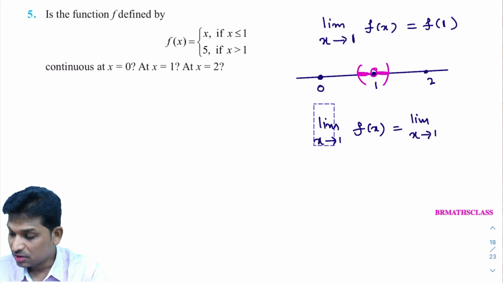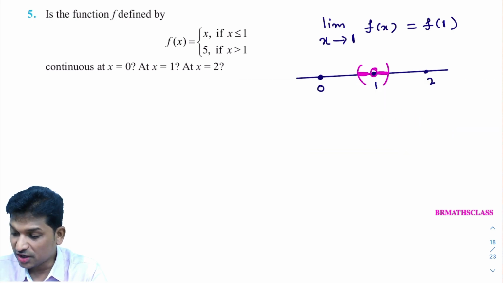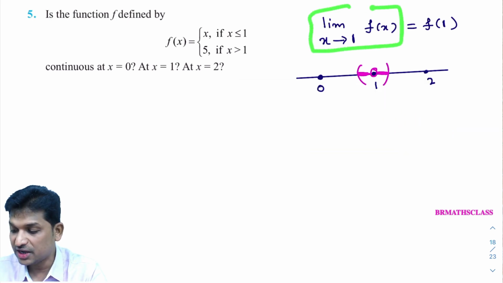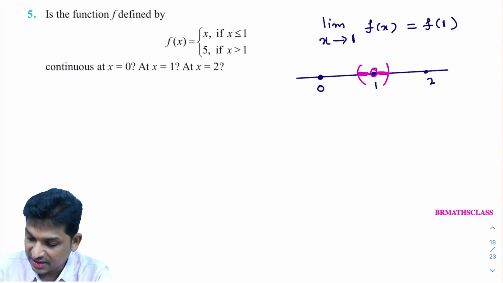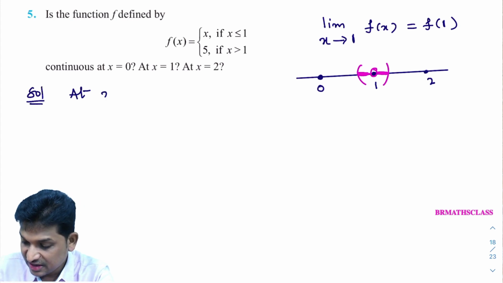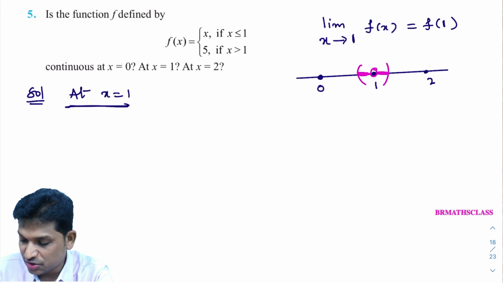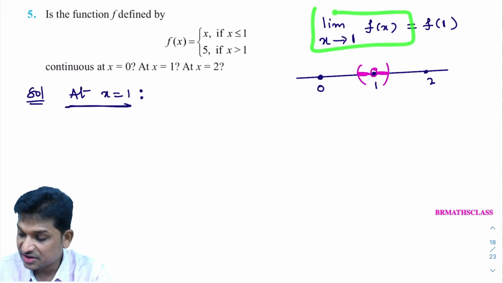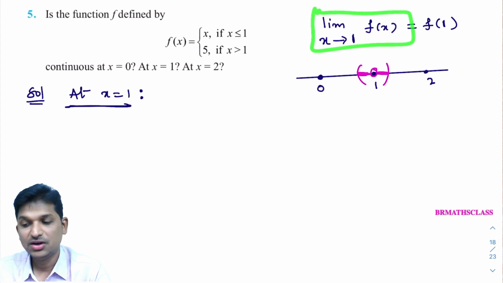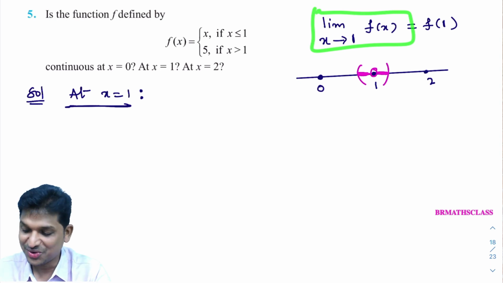Now, what am I trying to calculate? I came to know that to calculate this, I need to calculate the left hand limit and right hand limit. First thing, I am checking continuity at x equal to 1. So to calculate limit x approaches 1 of f of x, I'll calculate the left hand limit at x equal to 1 and the right hand limit at x equal to 1.